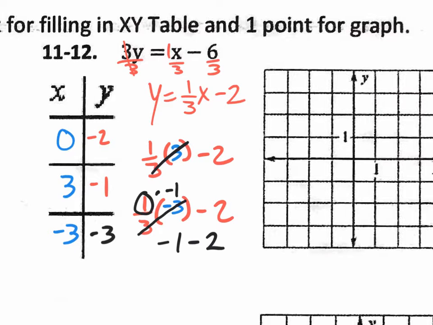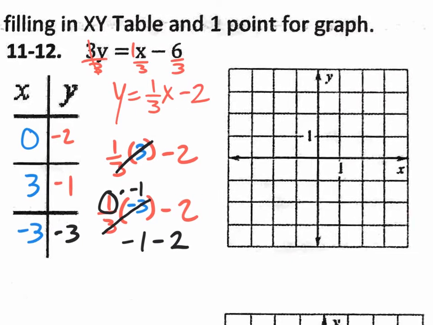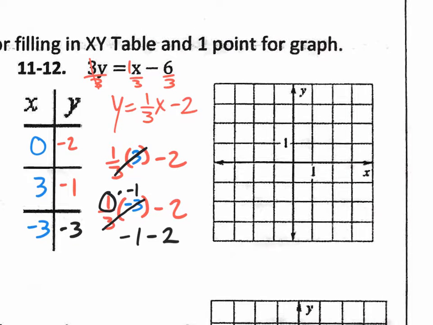And if you graph those guys, you get 1 point for showing that XY table. You get another point for graphing those coordinates correctly. And so many people miss it. I don't know why. 0, negative 2 is right there. The coordinate 3, negative 1, 3 on the x and negative 1 on the y, is right there. And negative 3, negative 3, negative 3 on the x, negative 3 on the y, it's down there. As you can see, it does line up. Draw a line through it. You need arrows also. A lot of people didn't put arrows.